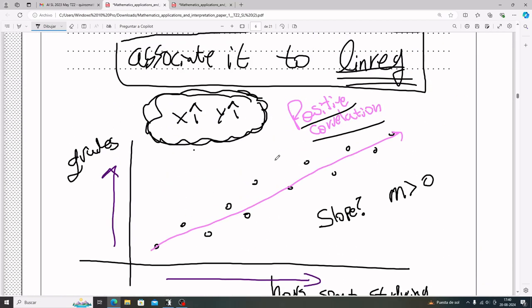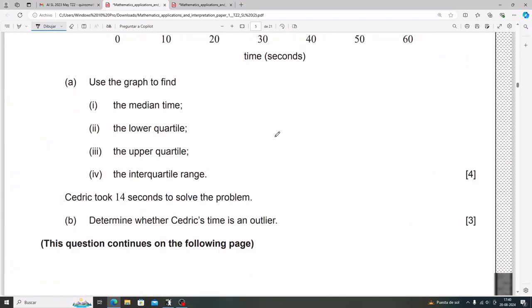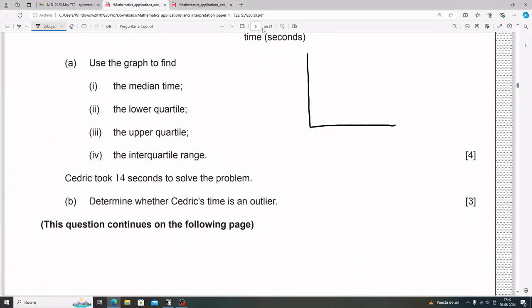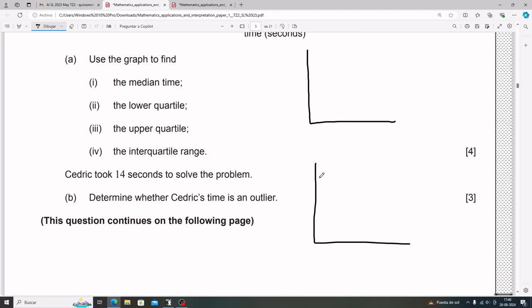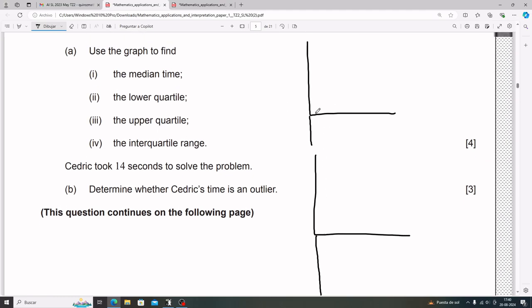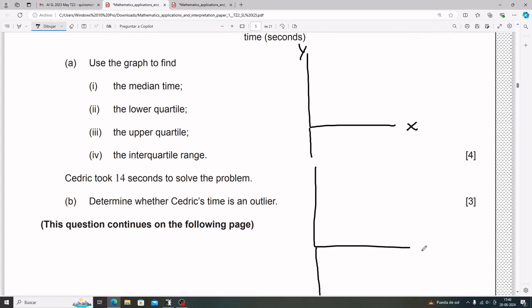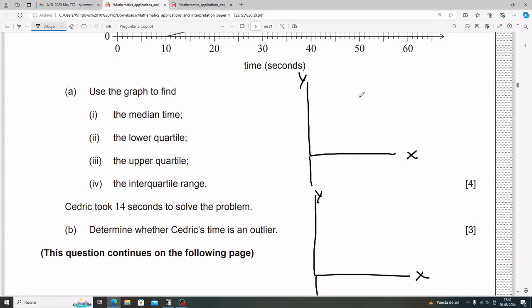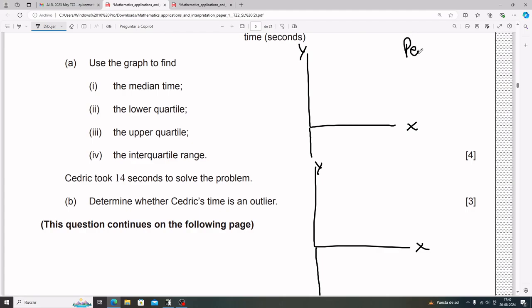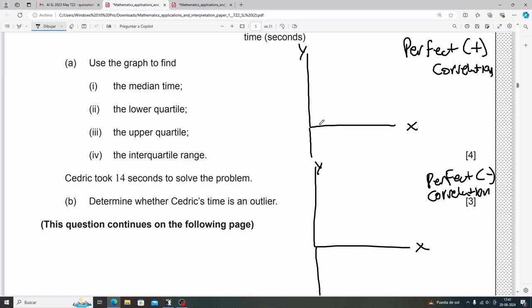Okay? Maybe the other thing that can help you understand this a little bit better is that technically you have two scenarios, right? Technically, this is X, this is Y, this is X, this is Y. So you have two scenarios. One scenario is a perfect positive correlation. And your other scenario is a perfect negative correlation.